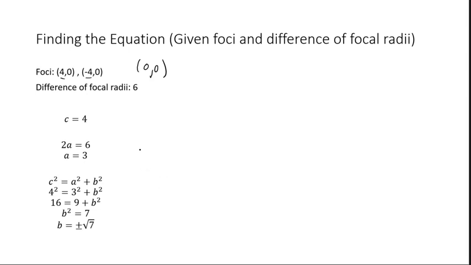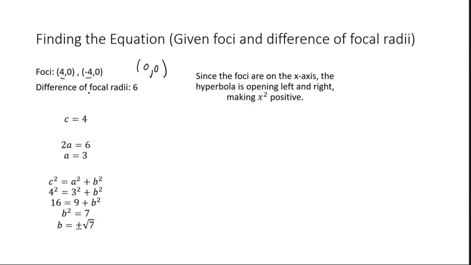Now, we need to get our equation, and since the foci both are on the x-axis, what this means is that the hyperbola is opening left and right. Okay, and what that means as well is that x squared, the first term, is going to be positive. So the first term is going to be x squared because it's opening left and right on the x-axis. All right, so what that means is we're going to use this equation here, where the x squared term comes first, and then minus the y squared term. And then again, a squared and b squared will always be in this order. A comes first, b comes second.